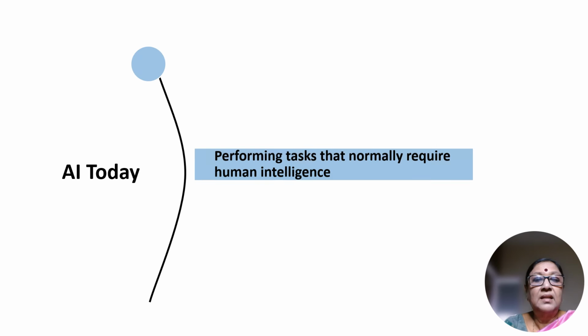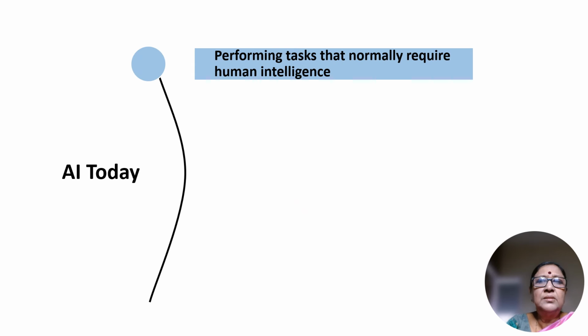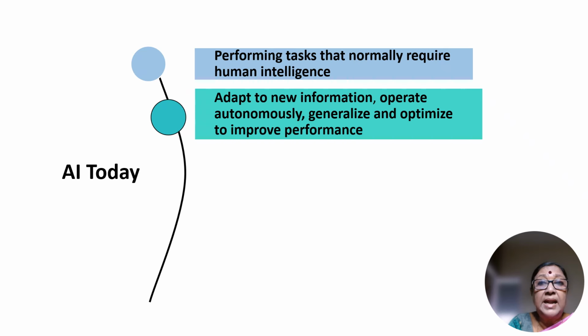Now we go to what AI is today. Has it changed from when it started? Yes. How has it changed? It is doing more and more tasks that normally require human intelligence, and it is now able to adapt to new information. If you have already taught it and you give it new information, it is able to adapt. It can operate autonomously without human interaction or human control. Whether that is good or not is another point, we'll discuss that later. It is also able to generalize.